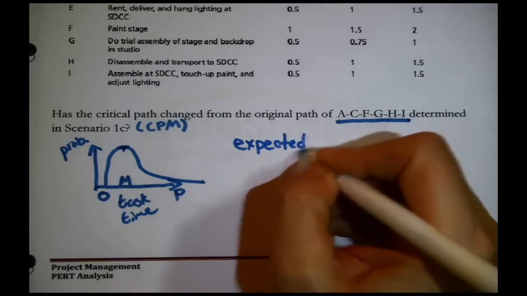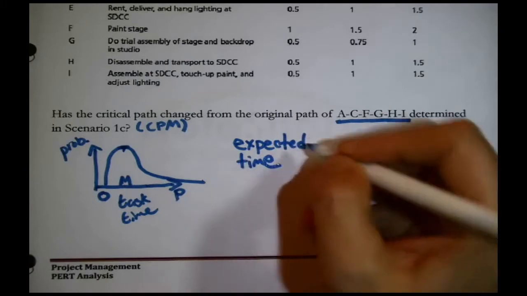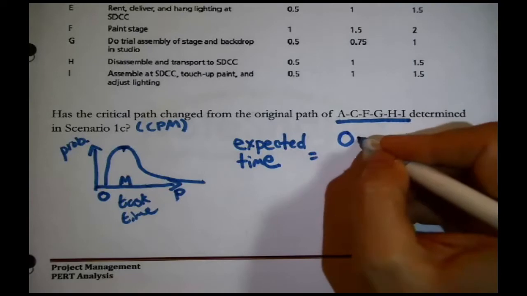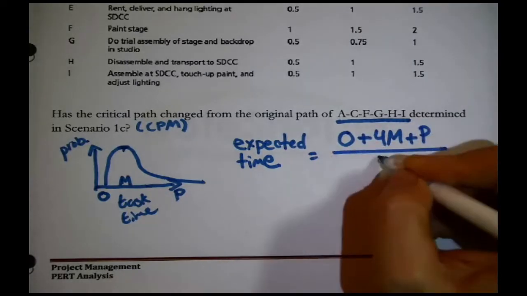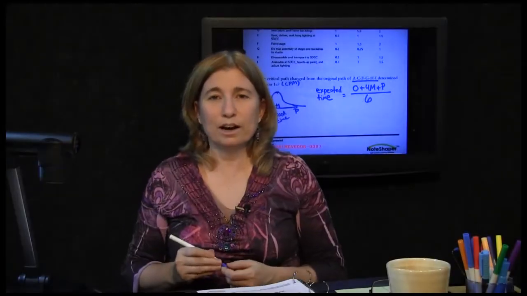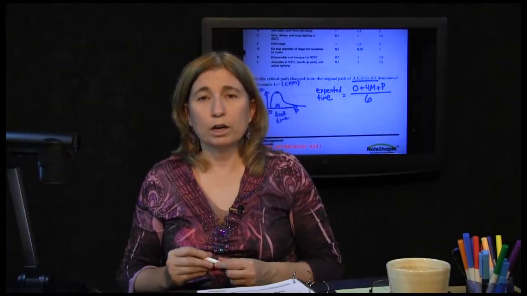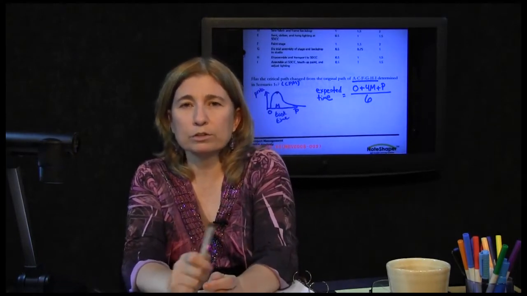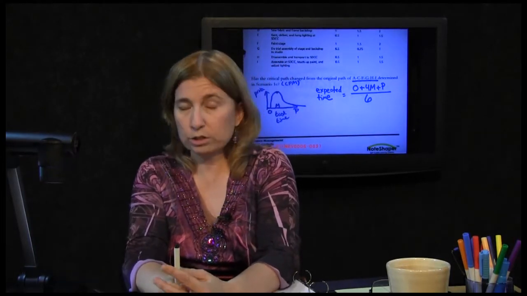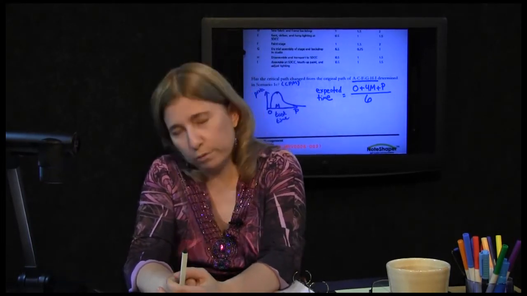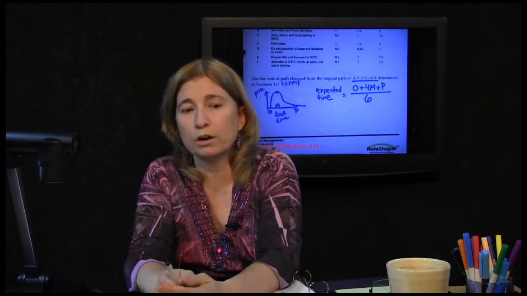Expected time for each task is the optimistic time plus 4 times the most likely time plus the pessimistic time, divided by 6. It's basically a weighted average of the 3. Okay, so in order to confirm or deny that that particular set of tasks that was just quoted to us as the old critical path from our leftover analysis is really actually the critical path right now, what we first have to do is calculate the expected time for each one of the tasks.